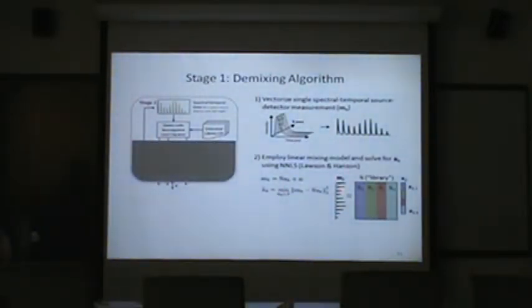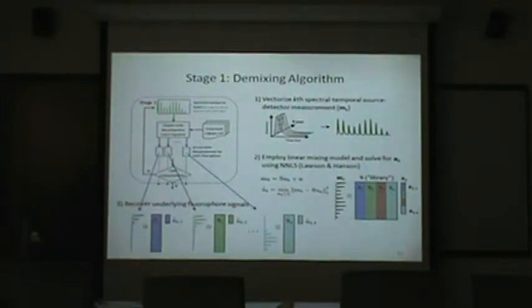And so what I do next is I solve for this unknown vector A sub k using non-negative least squares, in particular the algorithm of Lawson and Hansen, which is actually what's implemented in MATLAB when you do lsqnonneg. And then once I have that vector A sub k, I recover the underlying signatures by multiplying the corresponding sections of that vector with the matrix.